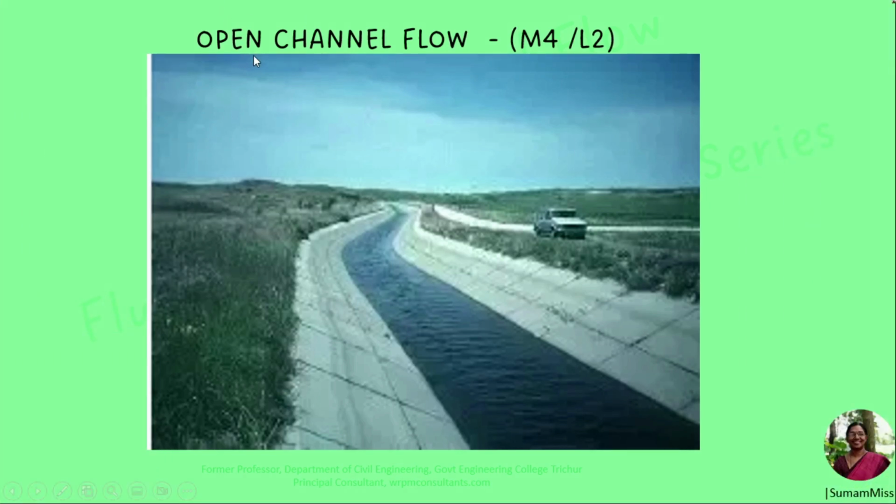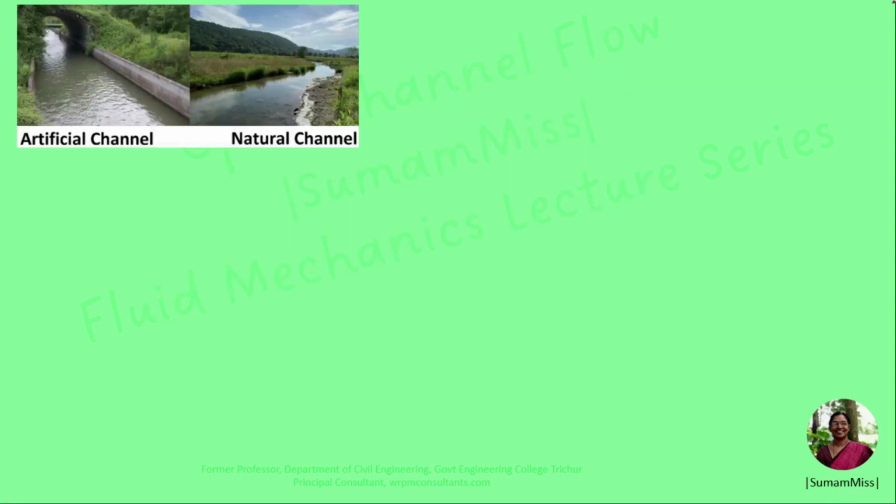Today we are continuing the discussion on open channel flow. In the previous session we have discussed different types of open channel. Open channel may be a natural channel or an artificial channel. Natural channel, you can see from this figure that its cross section is varying from section to section and slope is also varying, and its surface roughness varies in a wide range.